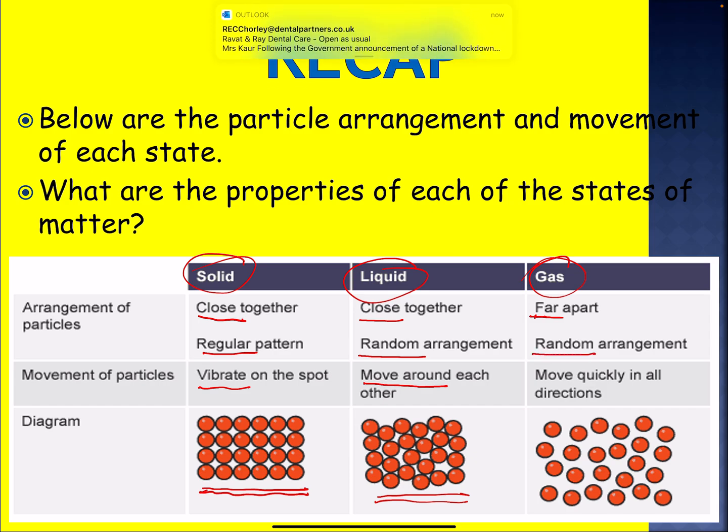There's a random arrangement, and they move quickly, so they have a lot more kinetic energy, and this is what you would draw in the exam. We'll move on.